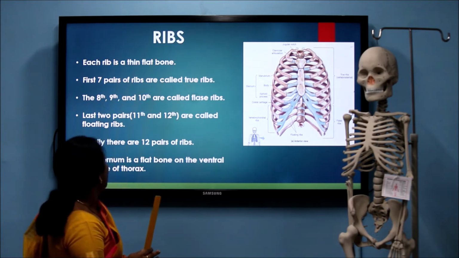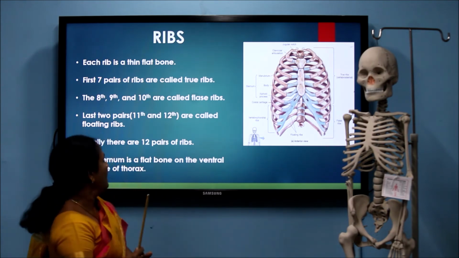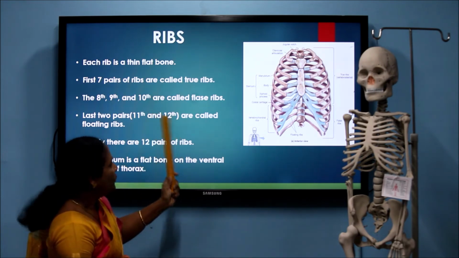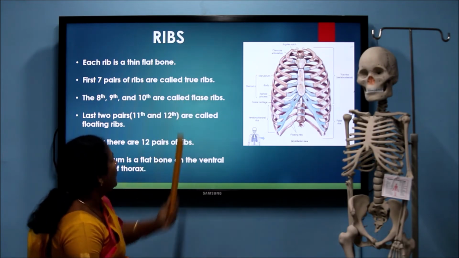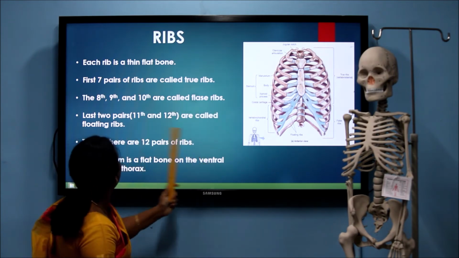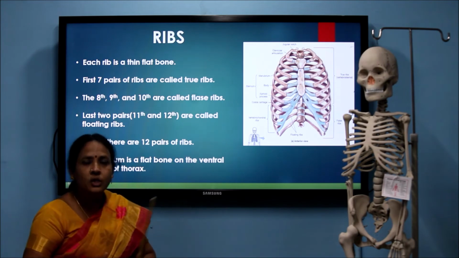There are totally 12 pairs of ribs. These ribs are categorized into 3 types. The first one is the true ribs, the second one is the false ribs, and the third one is the floating ribs. Why are these so called?